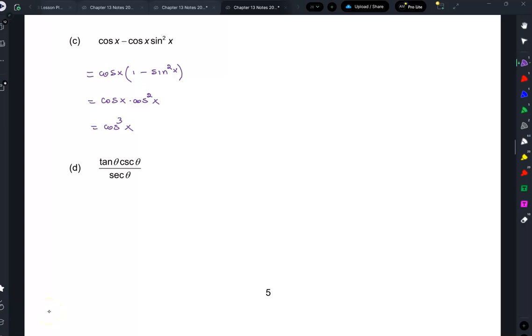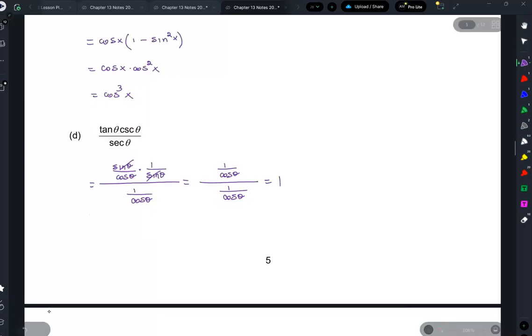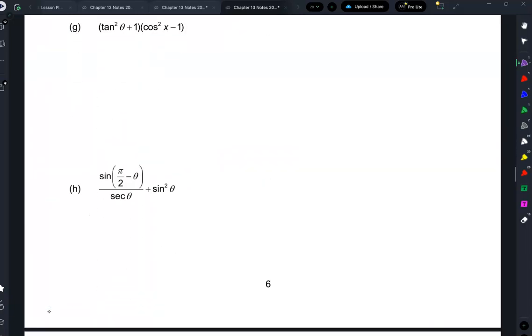All right, so let's rewrite this one. So tangent will be just sine theta over cosine theta. Cosecant will be 1 over sine of theta. Secant will be 1 over cosine of theta. Sine and sine will reduce. I get 1 over cosine of theta, 1 over cosine of theta. How much is all that? 1.